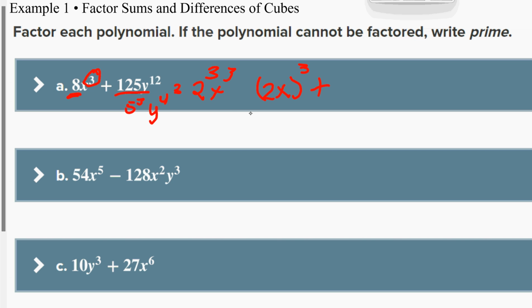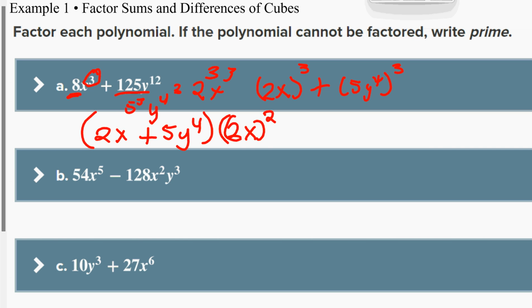So it's addition, so it's a sum of cubes. And so 5 is being cubed, and so is y to the 4th. So then I can go ahead and expand this using my notes, and I get 2x plus 5y to the 4th, and then my first term, 2x, and that's going to be squared, and then minus 2x times 5y to the 4th, and then plus 5y to the 4th squared.